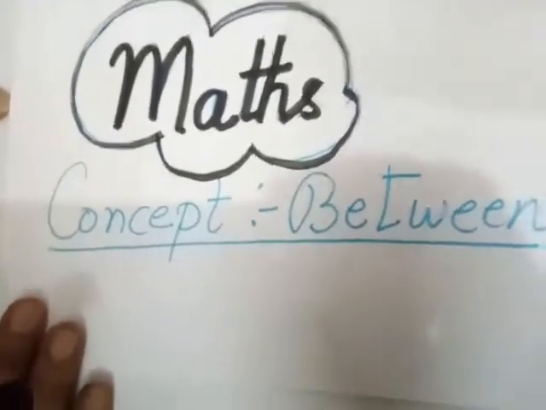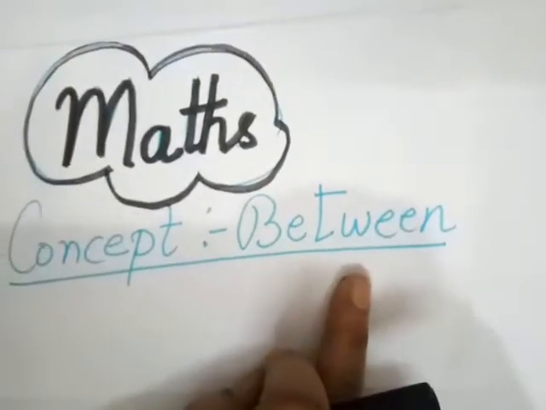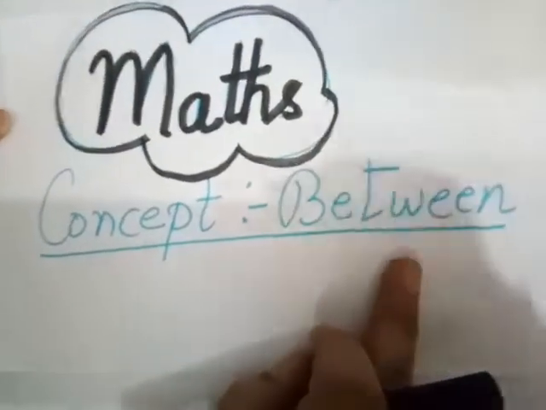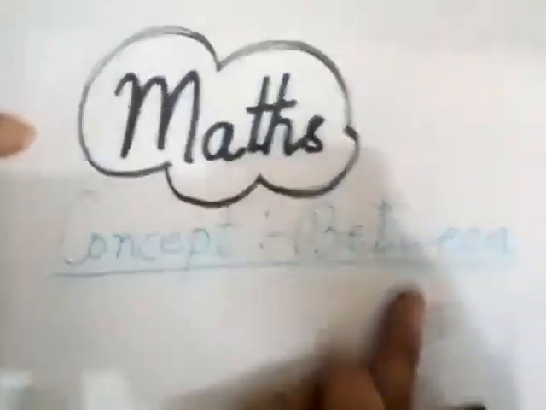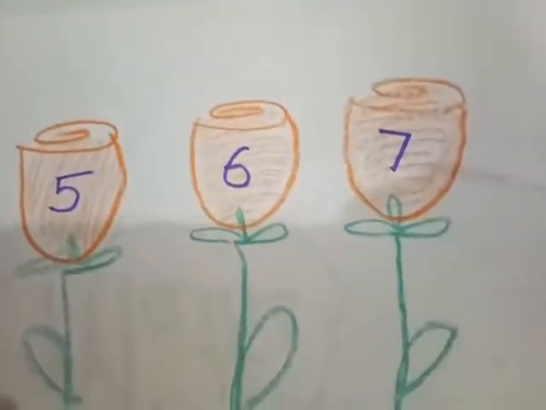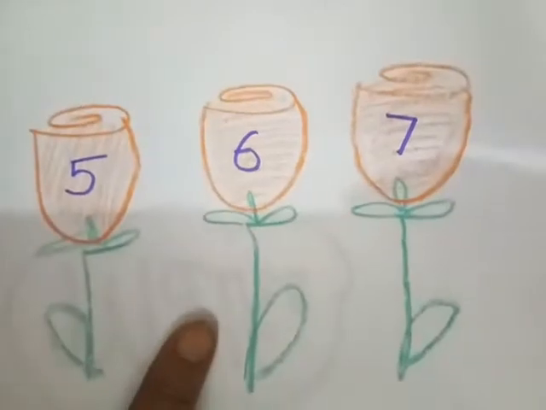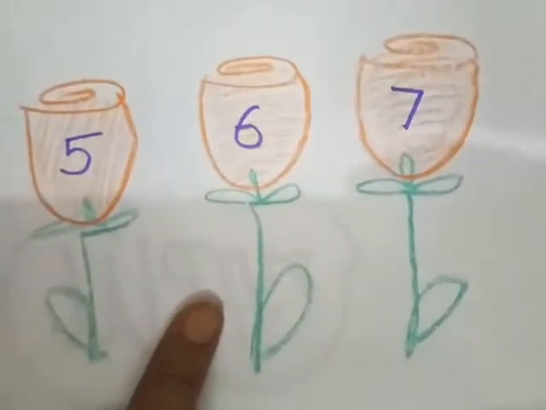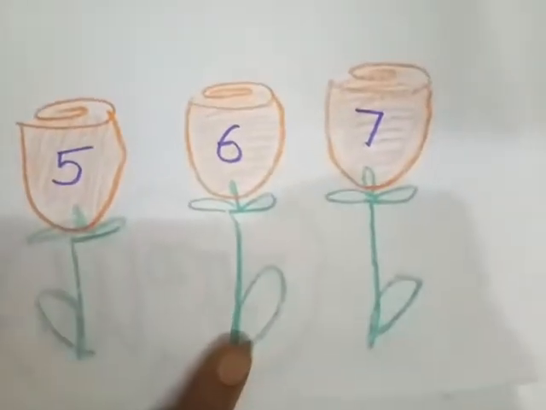Today, in maths, we will take a new concept. What comes between? Okay, come. I will show you a picture. Look at this picture. There are so many beautiful flowers. Today, we are going to learn numbers between with the help of these beautiful flowers.